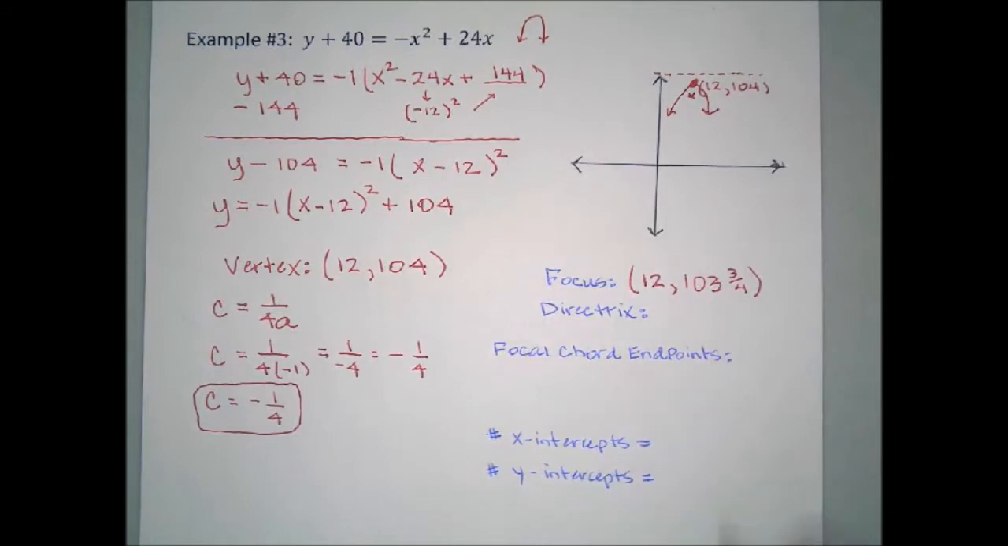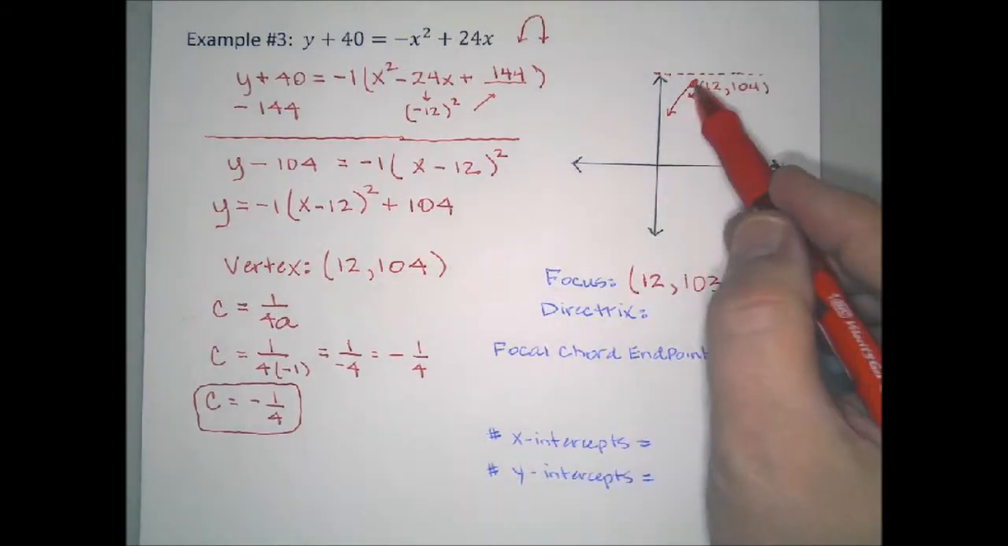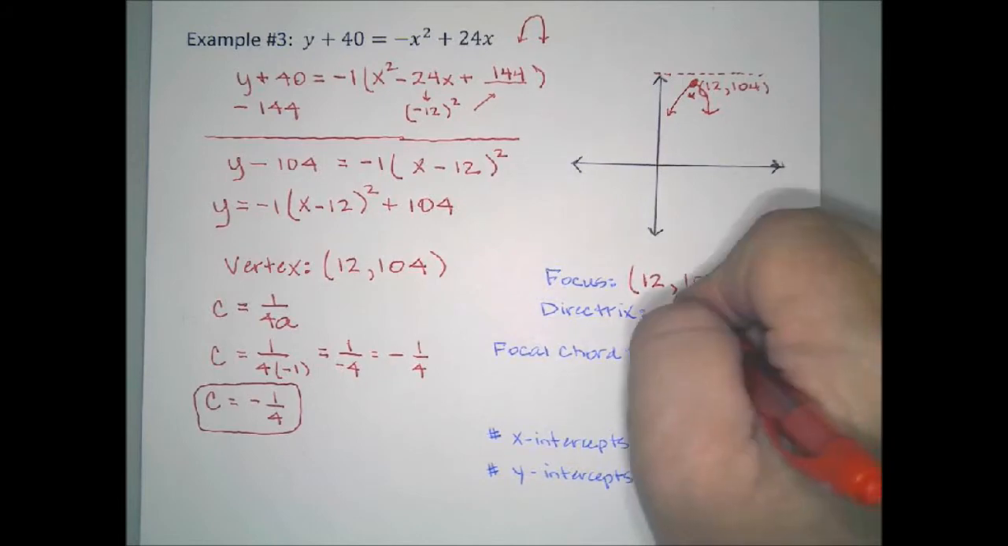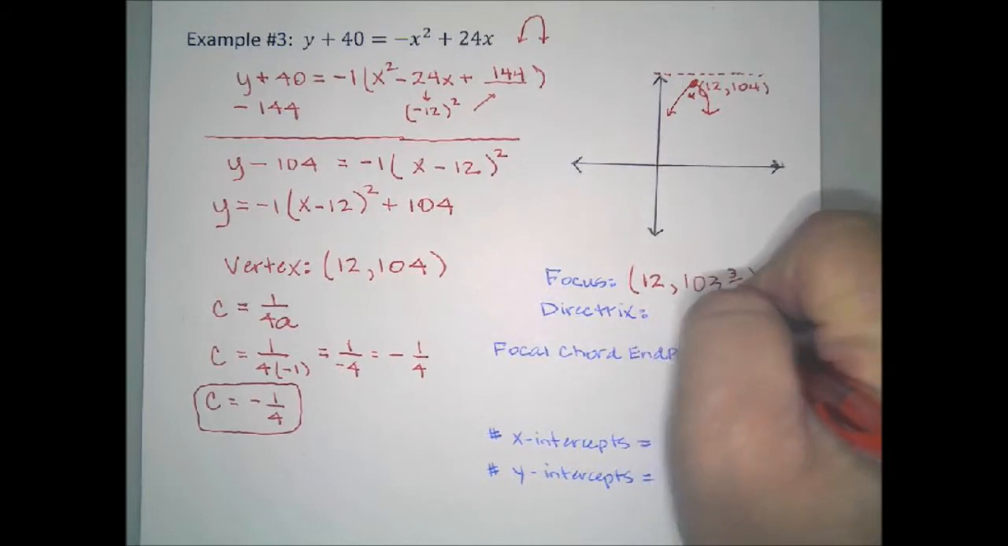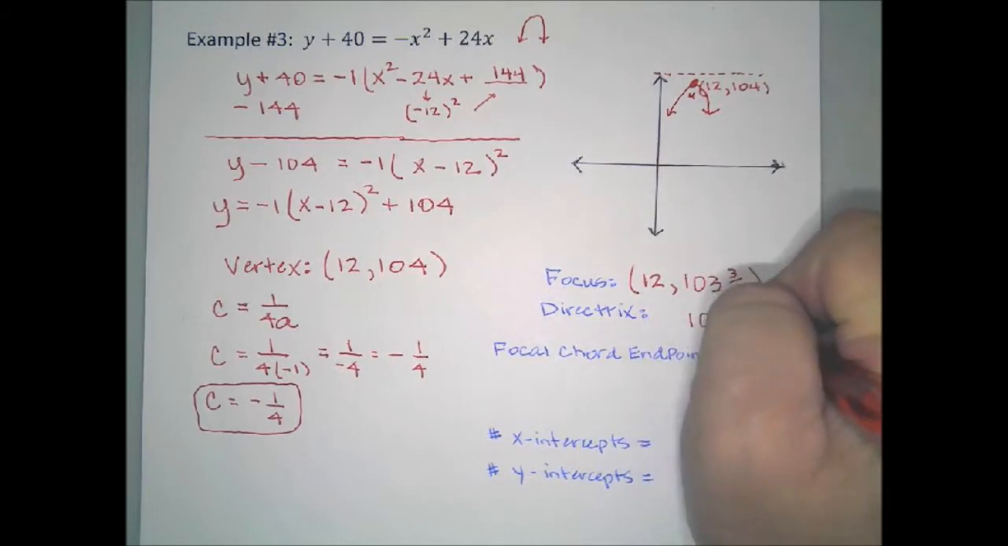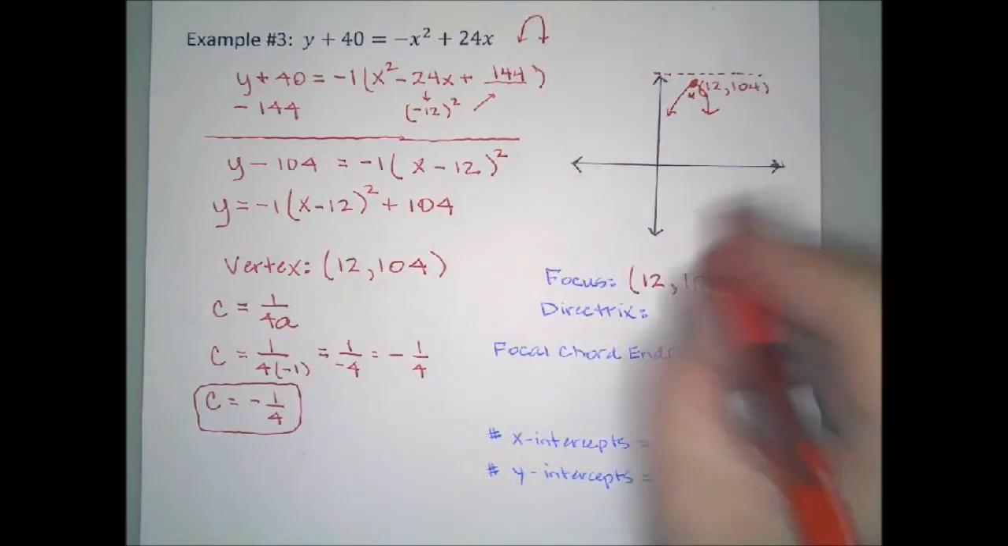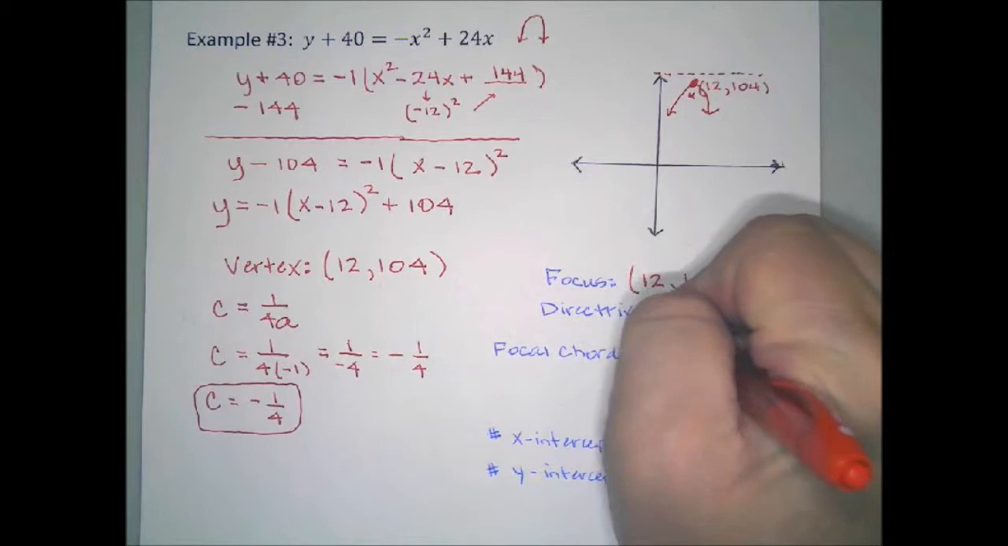Now the directrix uses that same 1/4 of a step, but it goes up. So if I was at 104 and I went up 1/4 of a step, I would be at 104 1/4. And the directrix isn't a point, it's an entire line, so it's y equals 104 1/4.